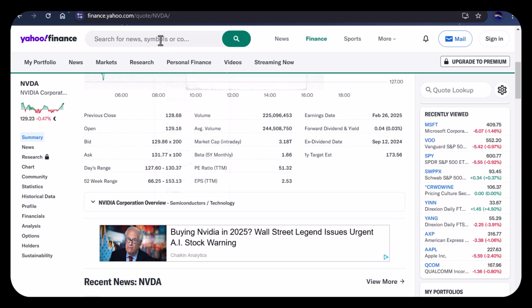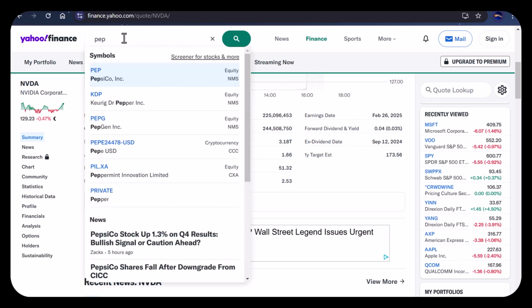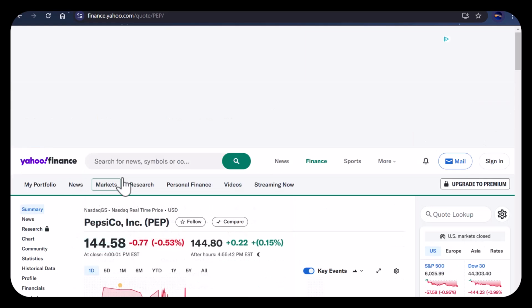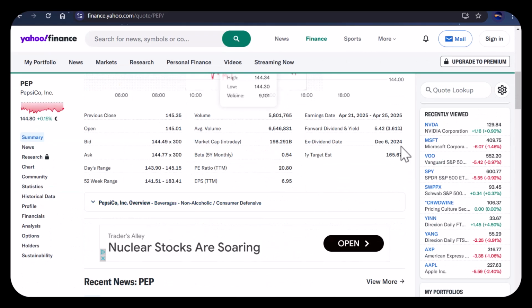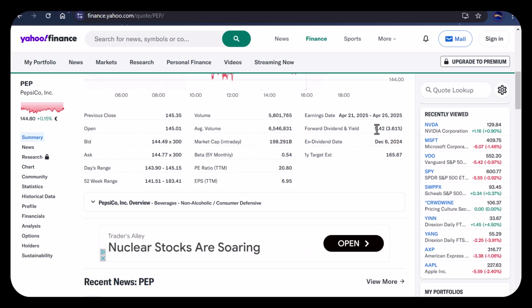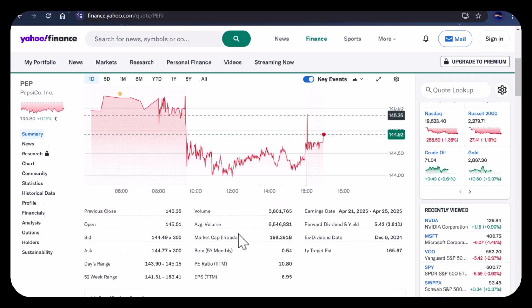But actually, let's use another company that actually pays serious dividends. Let's do Pepsi. Pepsi has a dividend yield of 3.61, which means this is the quarterly dividend. If you make the calculation, actually, I can do it from the dividend yield. What is the price?